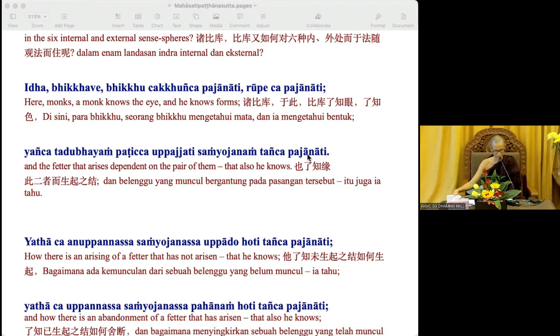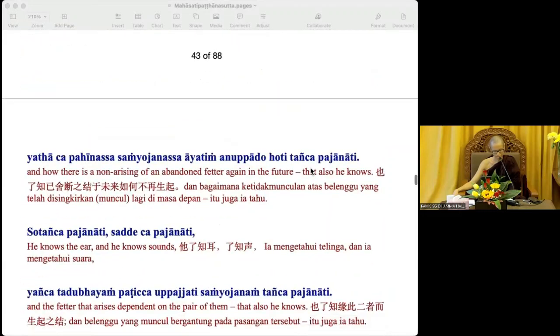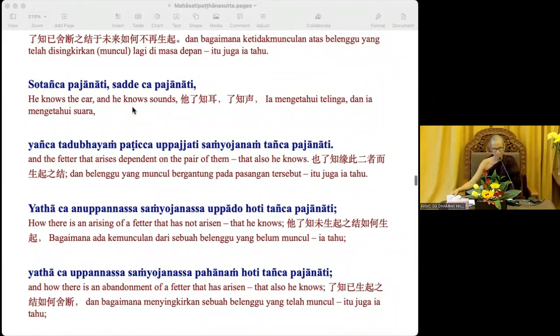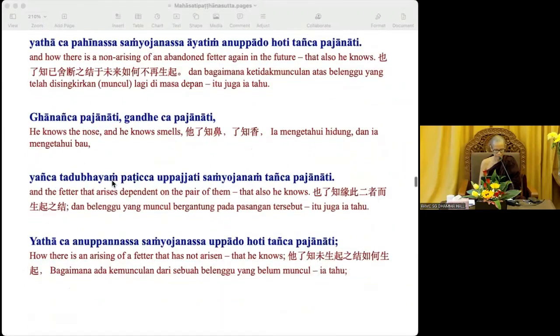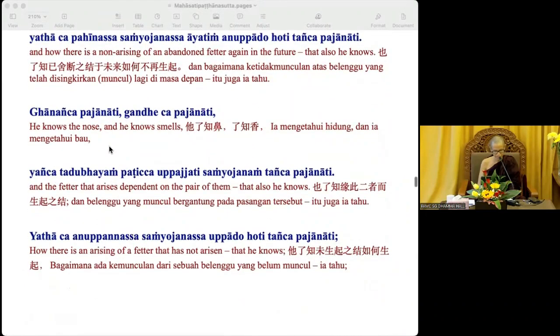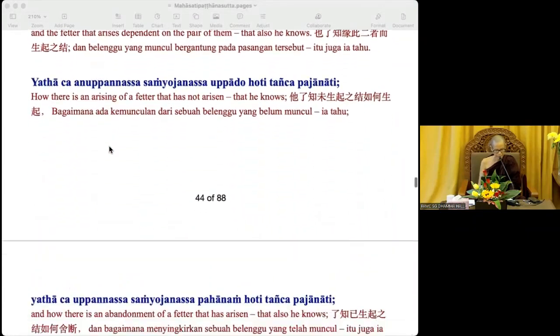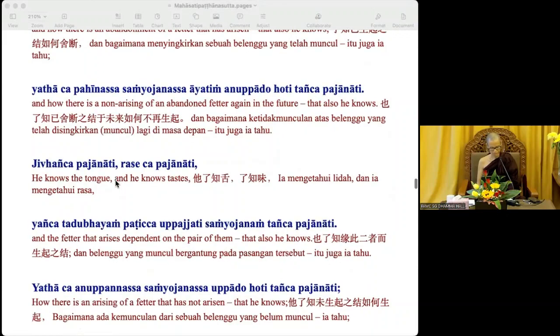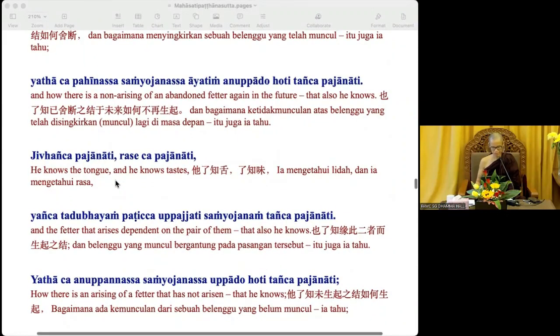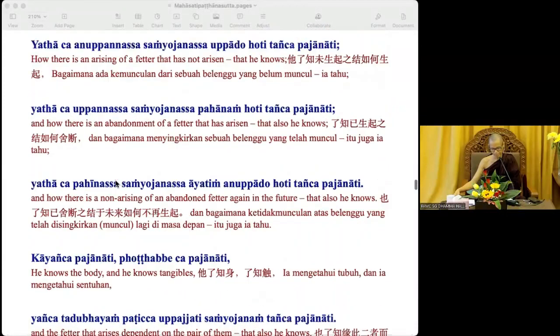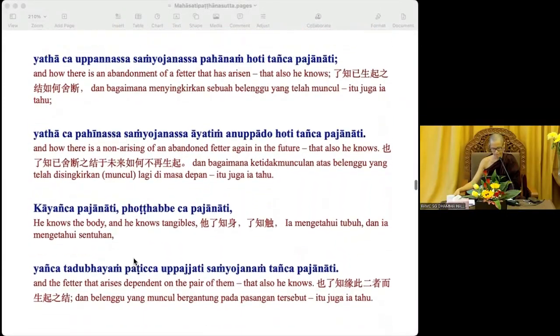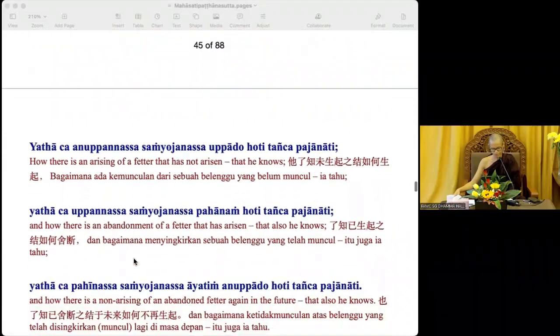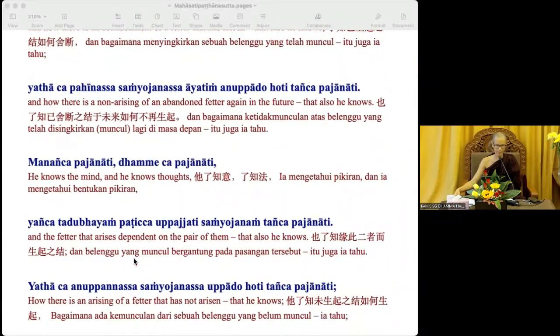In the same way, sotanca pajanati, saddeca pajanati, yancha tad ubhayam paticca uppajjati Sanyojana tancha pajanati. For listening, you should know three things. For smelling, you should know three things. For tasting, when you eat, you should know three things. And when you touch, you should know three things. Next one is the mind. And when you think, you should know three things. Okay.